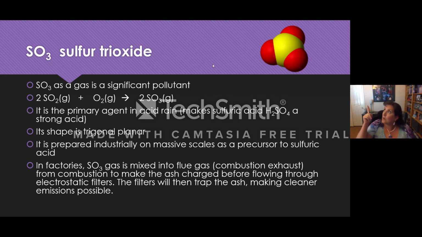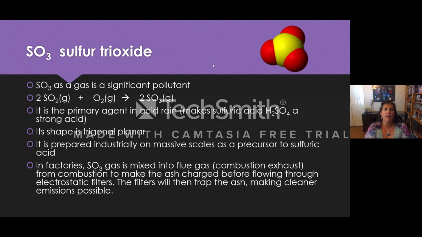Look at the little molecule in the corner. The shape is trigonal planar. It is prepared industrially on a massive scale as a precursor to sulfuric acid. In factories, SO3 gas is mixed into the flue gas, the exhaust, from the combustion to make the ash charge before flowing through some filters. The filters will then trap the ash, making cleaner emissions possible.